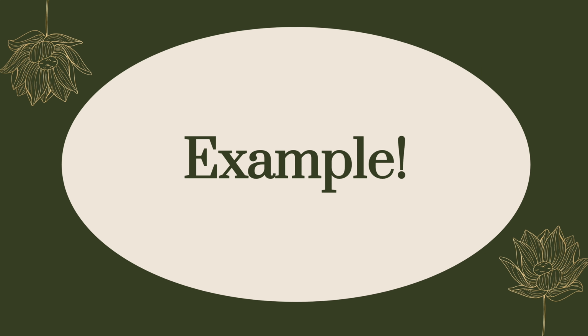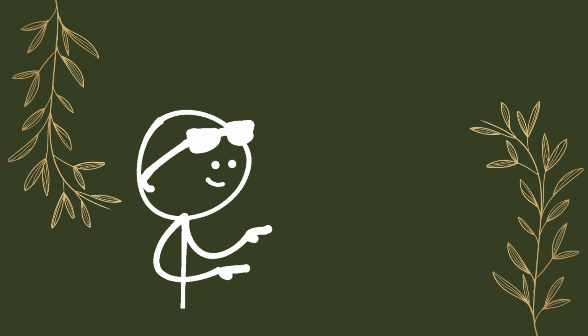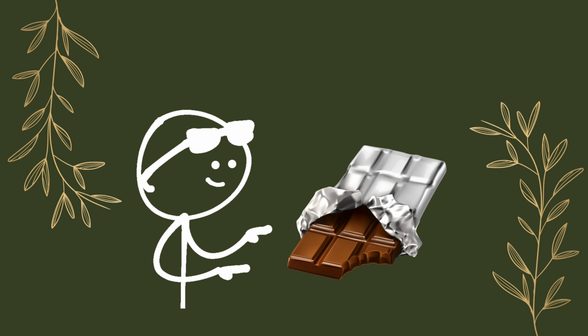Now, to understand the graphs for total and marginal utility, let's look at an example. This here is Bob. Bob was hungry one day, so he decided to buy a bar of chocolate. He could have bought an actual meal, but I won't judge. From this bar of chocolate, Bob receives 10 utils of satisfaction. Util is the unit of measurement for utility. 10 utils means Bob got 10 units of satisfaction.